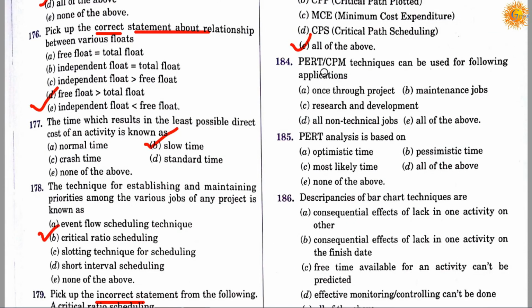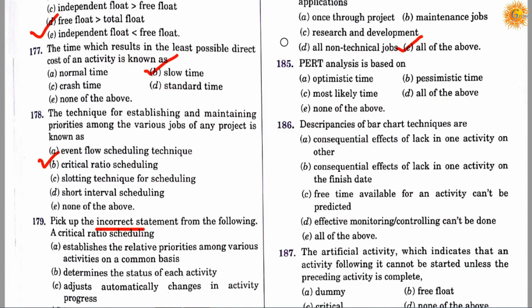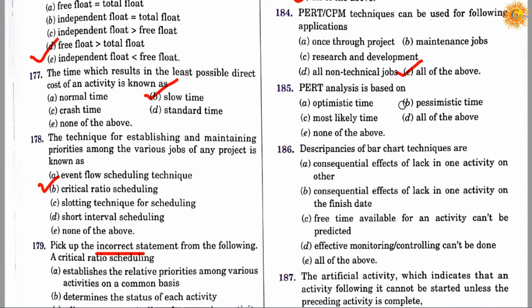Question number 184. PERT/CPM techniques can be used for the following applications: option A, once through the project; option B, maintenance jobs; option C, research and development; option D, all non-technical jobs; and option E, all of the above. Correct answer is E. It's all of the above. Question number 185. PERT analysis is based on: option A, optimistic time; option B, pessimistic time; option C, most likely time; option D, all of the above; option E, none of the above. Correct answer is D, all of the above, meaning optimistic time, pessimistic time, and the most likely time also.